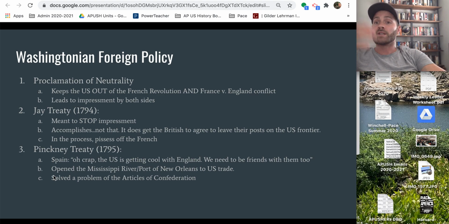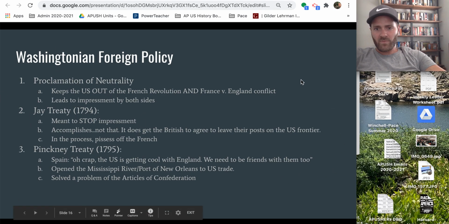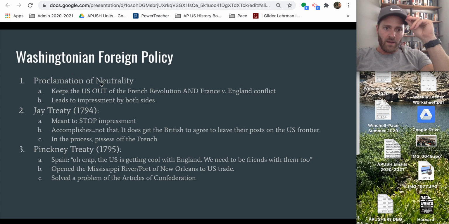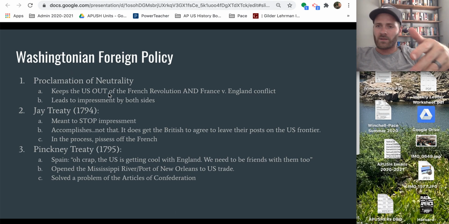So Spain does what they wouldn't do under the Articles of Confederation and opens up the Mississippi River and the port of New Orleans to U.S. trade, which solves a problem that existed under the Articles that could not be solved because U.S. foreign policy was so weak. So all three of these demonstrate again that the U.S. is engaging in diplomacy instead of conflict to solve their problems. But all three of these do demonstrate that the U.S. does not have a whole lot of credibility in the world, because of our lack of force and our lack of influence economically, militarily, etc.